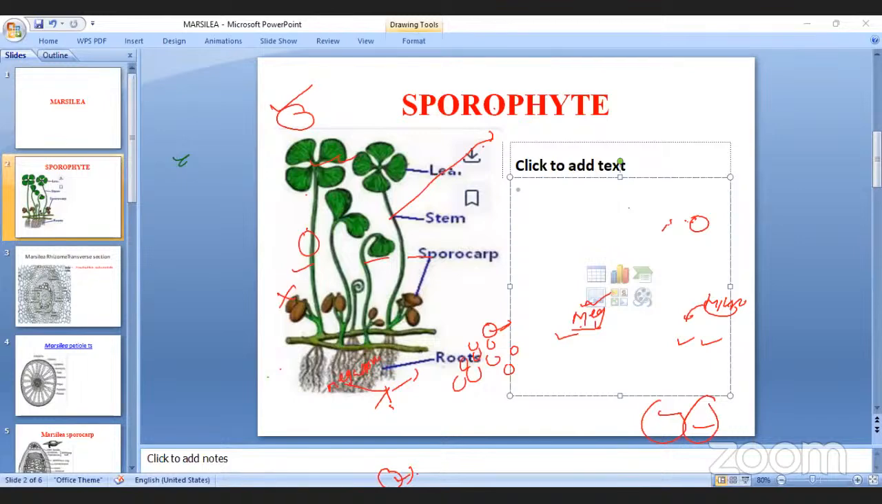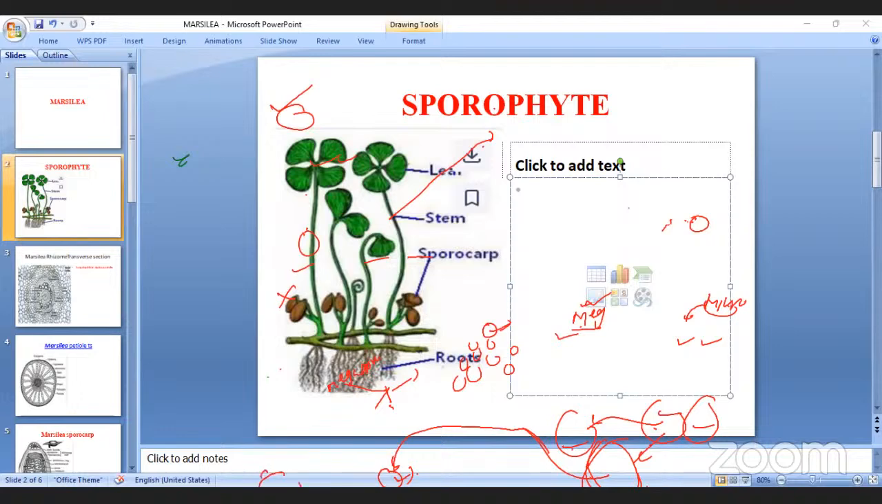How many male gametophytes developed inside the spore? Microspore, two male gametophytes. From each male gametophyte, male gametes are released out. During fertilization, what happens? This male gamete with cilia swims, meaning it swims in water, and fuses with the egg cell.